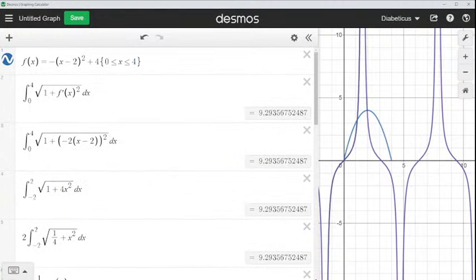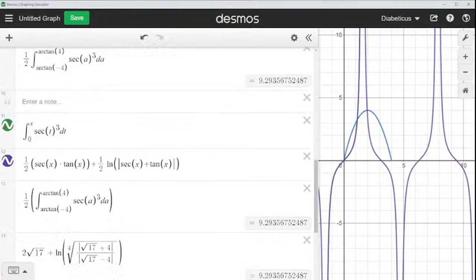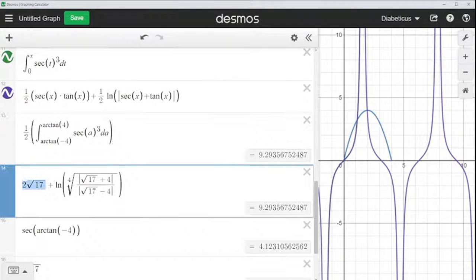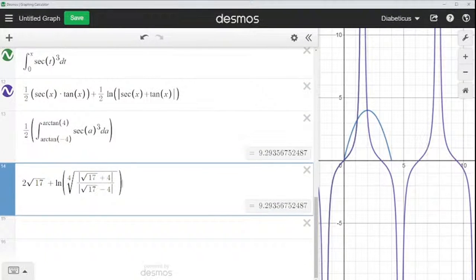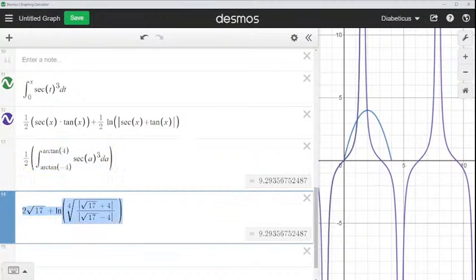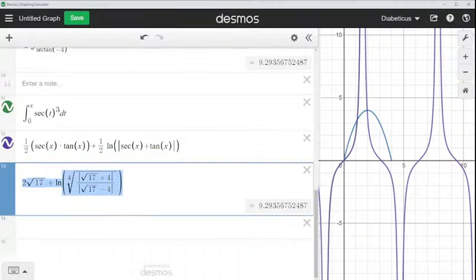The answer of this entire thing right here is 2 times the square root of 17 plus the ln of the 4th root of the absolute value of square root of 17 plus 4 over square root of 17 minus 4. There we go. Slap that knee. You deserve it. Okay. Let me erase these. And there we go. Okay. You finally found our answer.